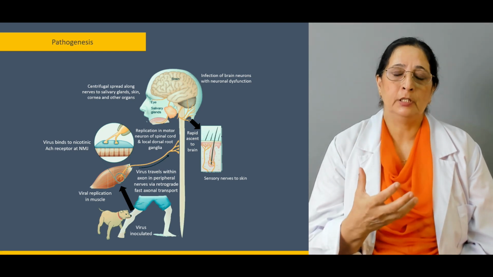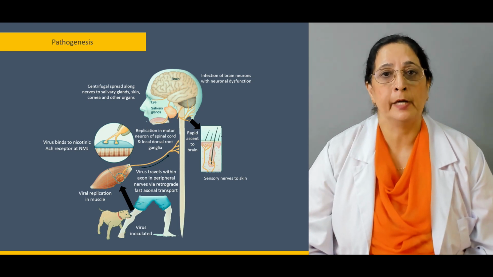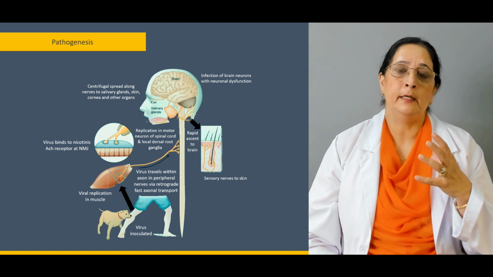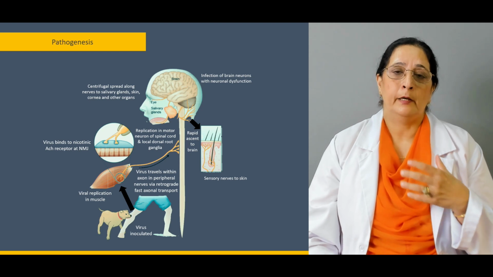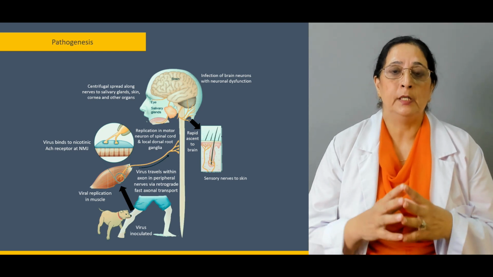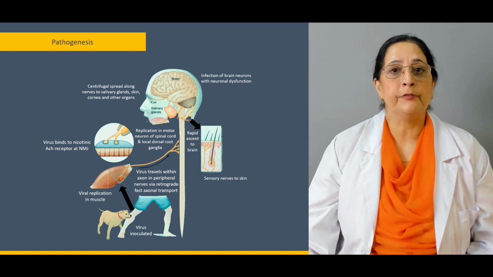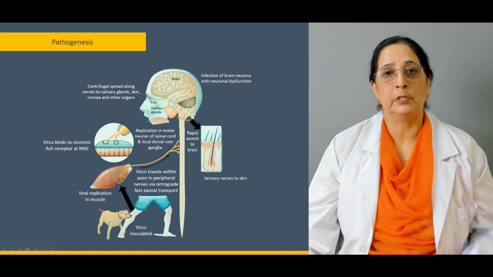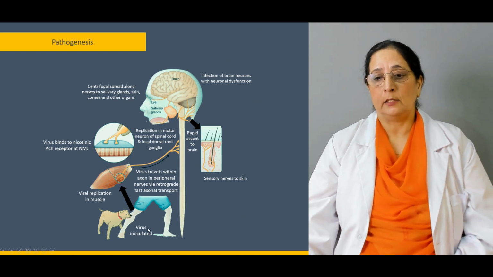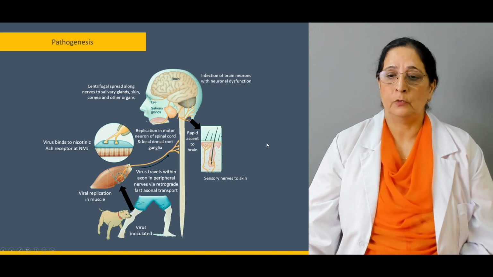So it's an infection caused by a mammal bite. The virus is inoculated into the wound. From there it goes by the nerves through retrograde transport and ascends to the brain, causing damage to the neurons in the brain with neuronal dysfunction, and there is also centrifugal spread along the nerves to the salivary glands, skin, cornea and other organs, and also along sensory nerves to the skin.